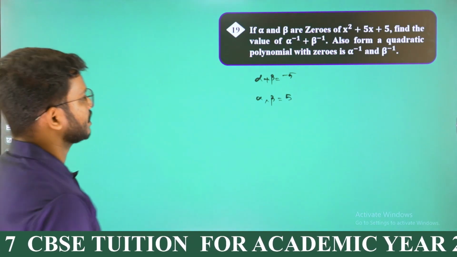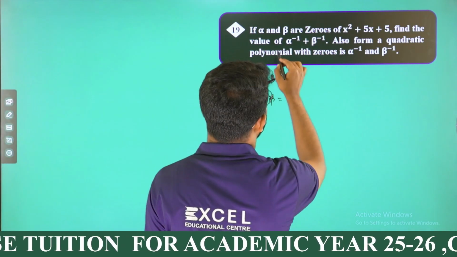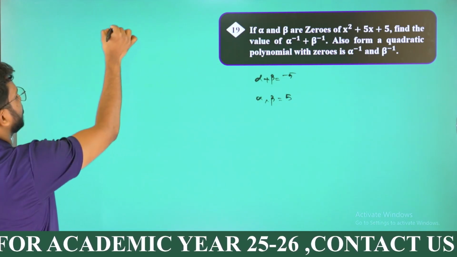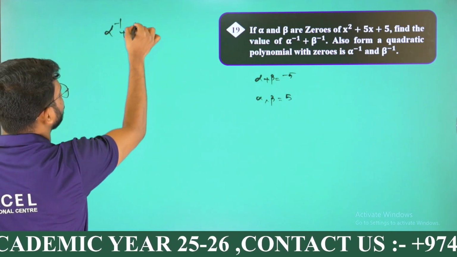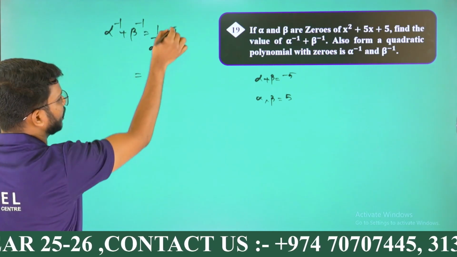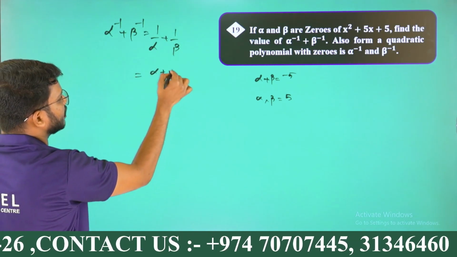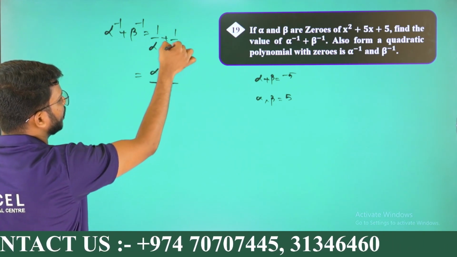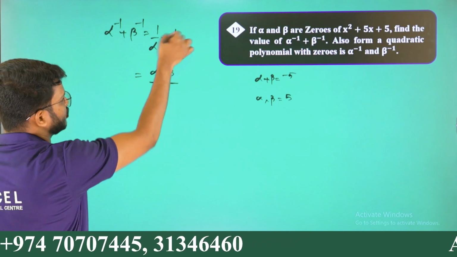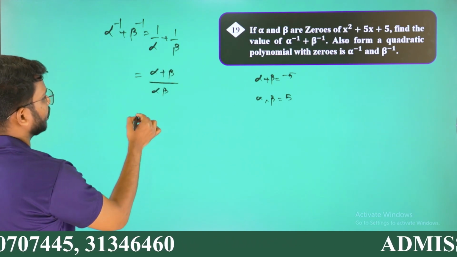After that, we can check what we have to find. First of all, we have to find alpha inverse plus beta inverse. Alpha inverse plus beta inverse is equal to 1 by alpha plus 1 by beta. Just cross multiply this one. So it becomes alpha plus beta by alpha beta. Just cross multiply, then we can substitute.